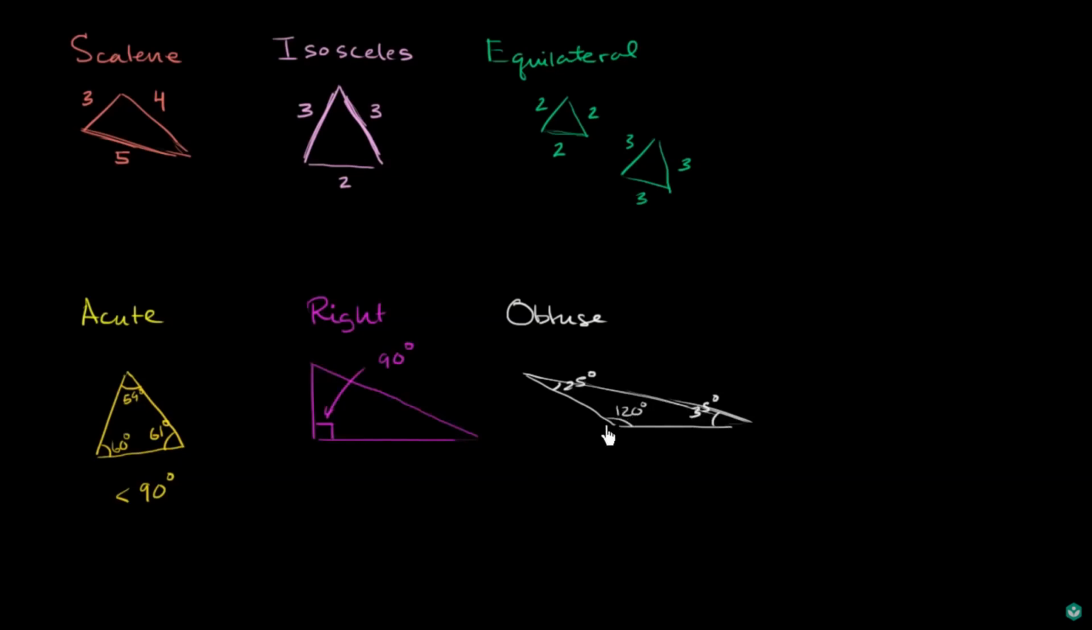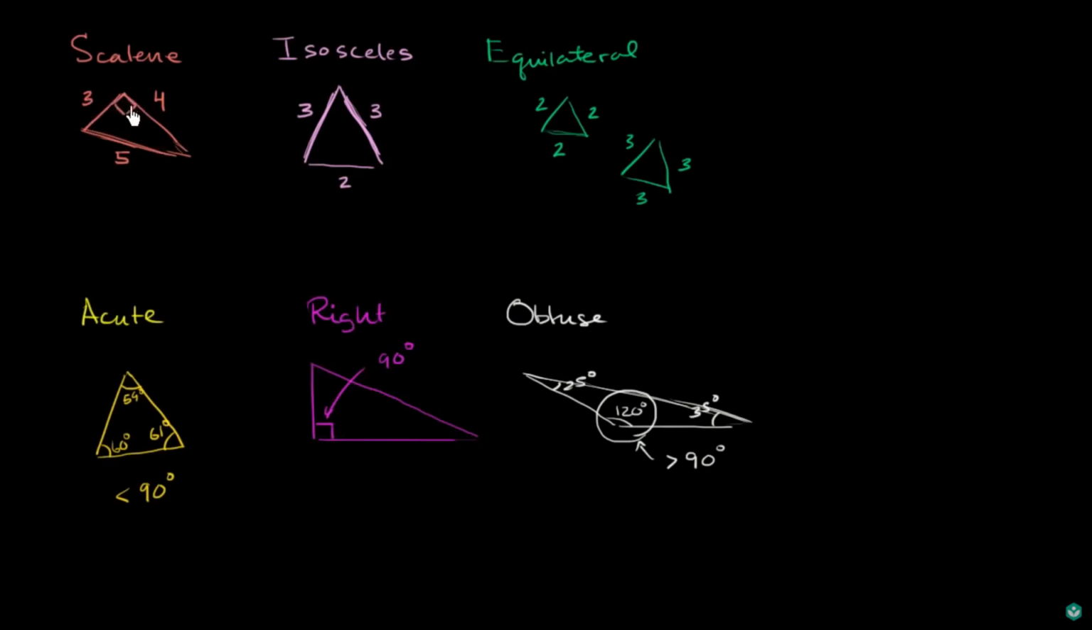But the important point here is that we have an angle that is greater than 90 degrees. Now you might be asking yourself, hey Sal, can a triangle be multiple of these things? Can it be a right scalene triangle? Absolutely, you could have a right scalene triangle. In this situation right over here, actually a 3, 4, 5 triangle, a triangle that has lengths of 3, 4, and 5 actually is a right triangle.